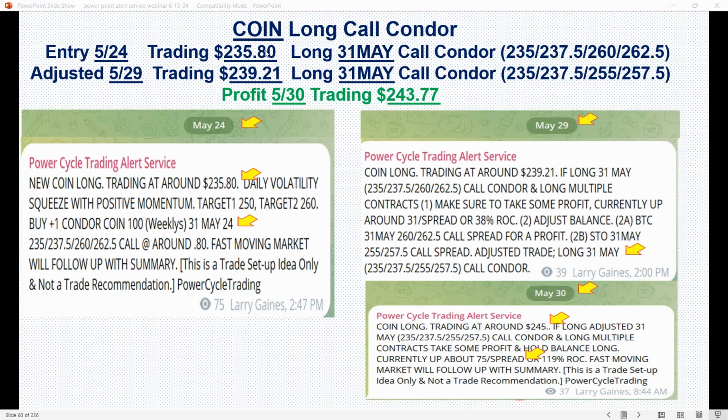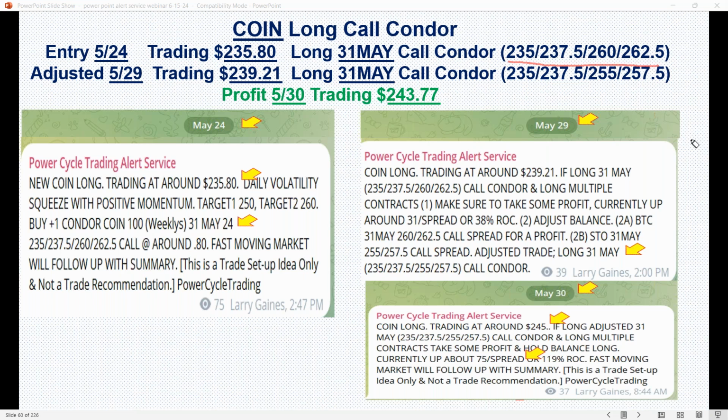Now here's another one. We just do a lot of these. So here's one on COIN, okay? This one was done on the 24th. It was trading at 235.80. So I set this up as a 31 May long call condor. Here's the trade just to outline it for you: 235, 237.5, 260, 62.5.